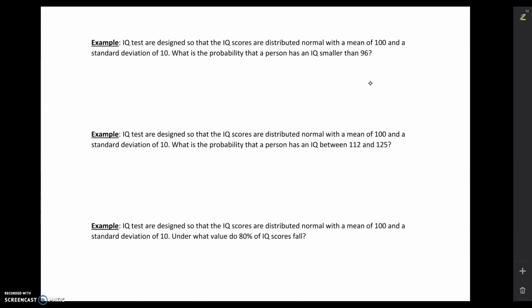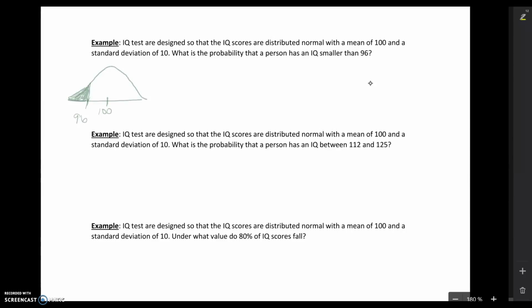This one says IQ tests are designed so that the IQ scores are distributed normal with a mean of 100 and a standard deviation of 10. What is the probability that a person has an IQ smaller than 96? The first thing we're going to do is draw our normal curve in terms of our original variable. Again, IQ scores are centered at 100, and we're interested in an IQ score of 96. This time, we want the probability a person has an IQ smaller than 96, so we're going to shade in the area to the left.